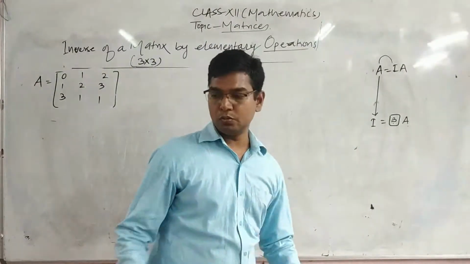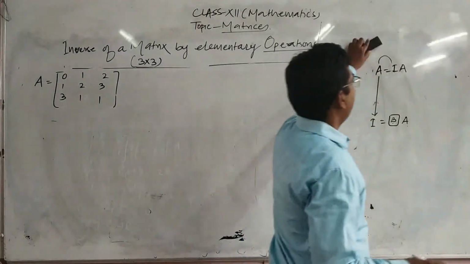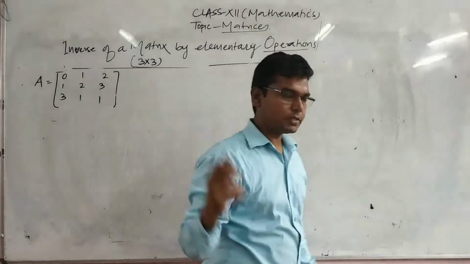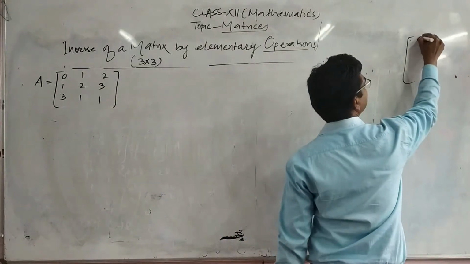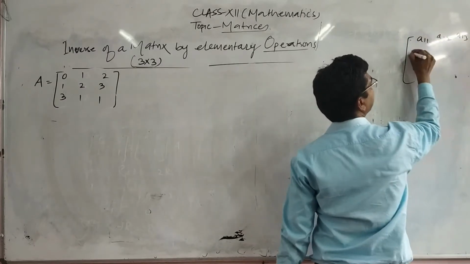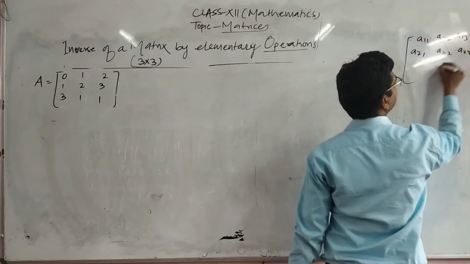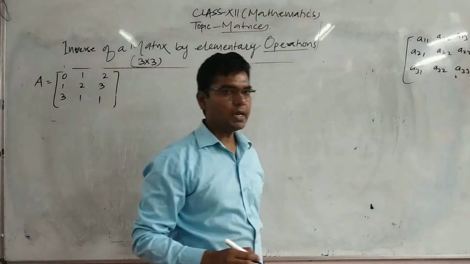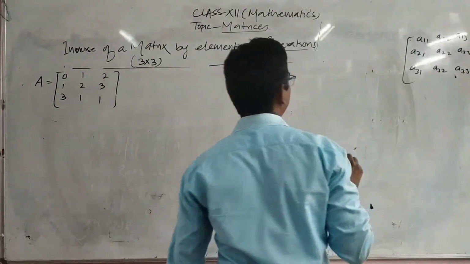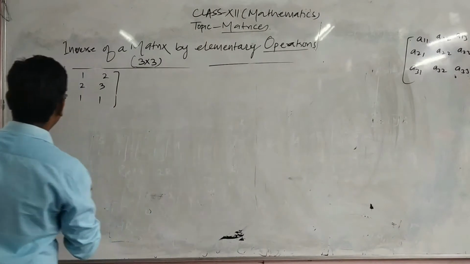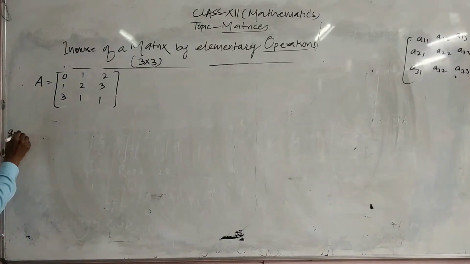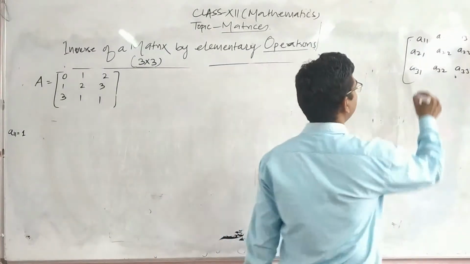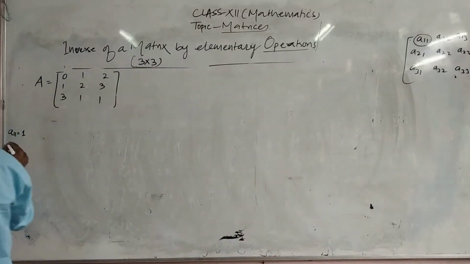So what we have to do is follow a fixed pattern. There are 9 elements, you know the names of the elements: A11, A12, A13, A21, A22, A23, A31, A32 and A33. Okay, so we have to follow that. First of all, in the first step, we will make this A11 1.